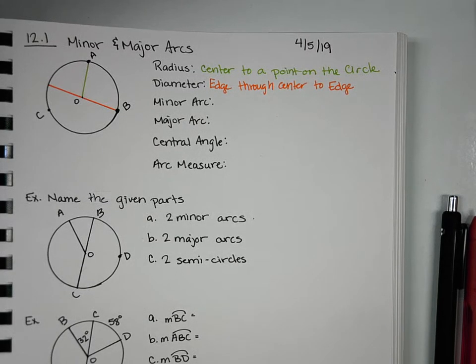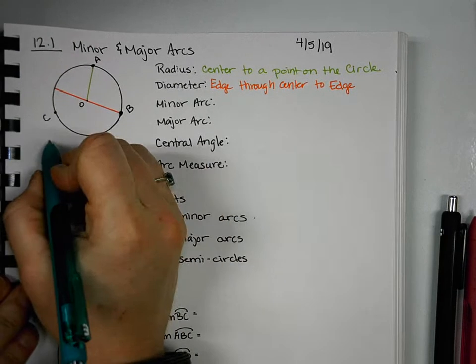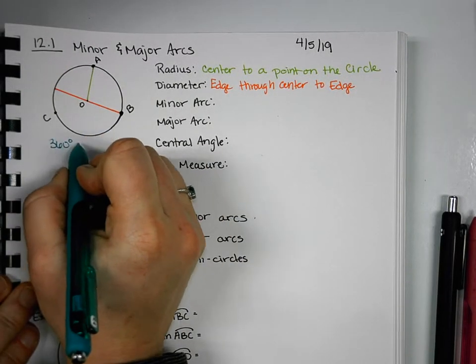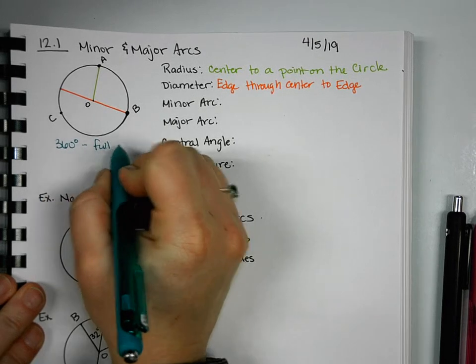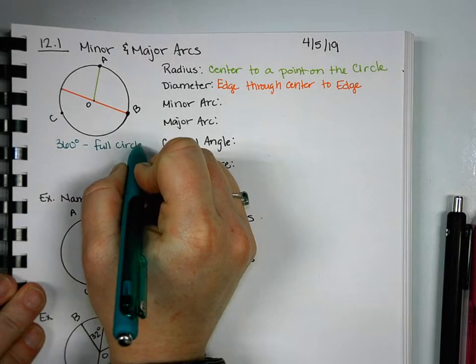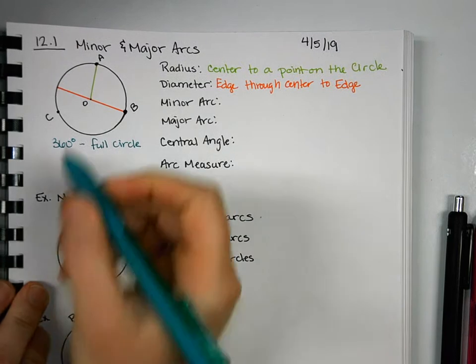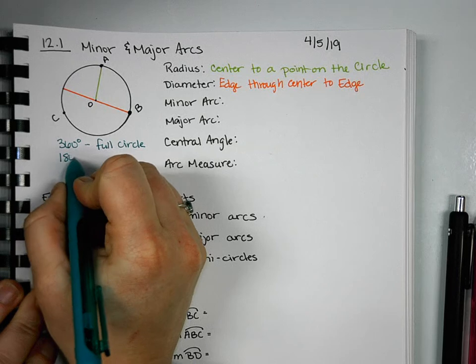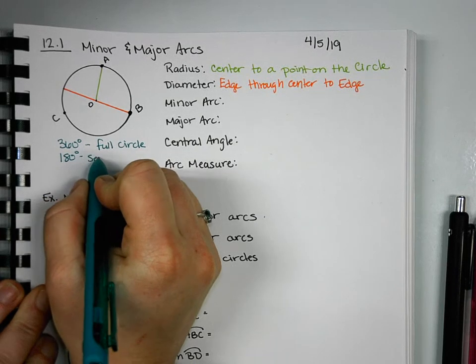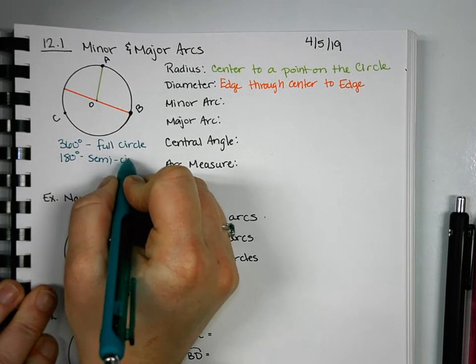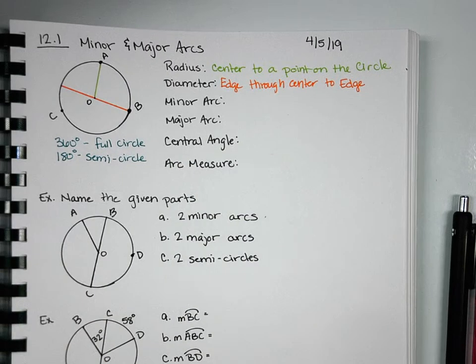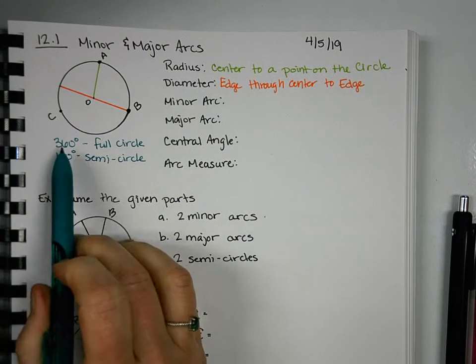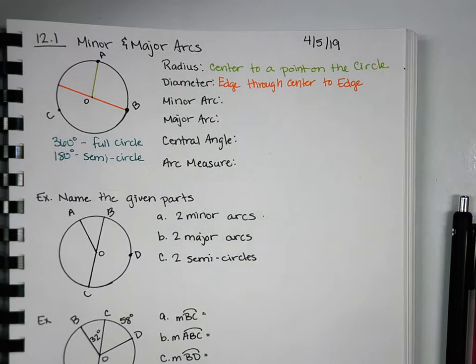Okay, does anyone remember how many degrees are in a circle? 360 degrees is a full circle. What's a semicircle? A half circle. So how many degrees are in a half circle? 180. These are two facts that we're going to use a lot today: the whole circle is 360 and half a circle is 180.